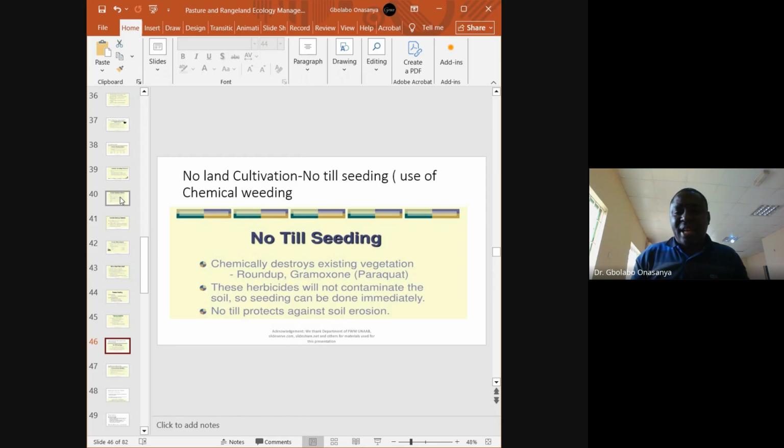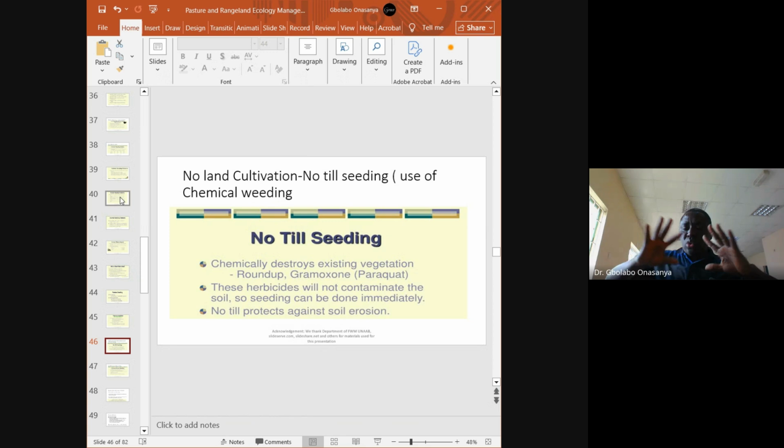Now, there is what we call no land cultivation, or no-till seeding. No-till seeding means that there will not be physical activity on the soil. There will not be cultivation on the soil. There, we use chemical herbicide to do the weeding, and then we plant our seed. There, we will not disturb the soil structure. We will not disturb the soil texture, because land cultivation tampers with soil structure.